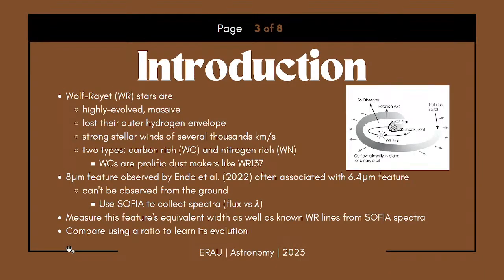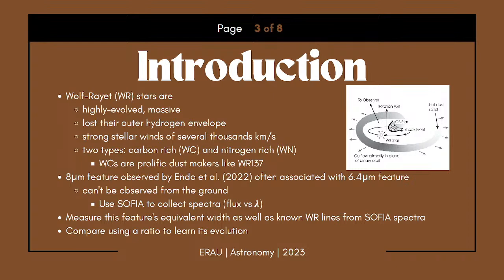So what are Wolf-Rayet stars? These are massive, highly evolved stars that have lost their outer hydrogen envelope. They have stellar winds of 1,000 kilometers per second, as well as a high mass loss rate. And there are two types. There's carbon-rich, WC, and nitrogen-rich, WN. And WCs in particular are prolific dust makers, and this is the spectral type of WR137. So Endo et al. in 2022 observed an 8-micron feature for WR125, a different dusty Wolf-Rayet binary system.